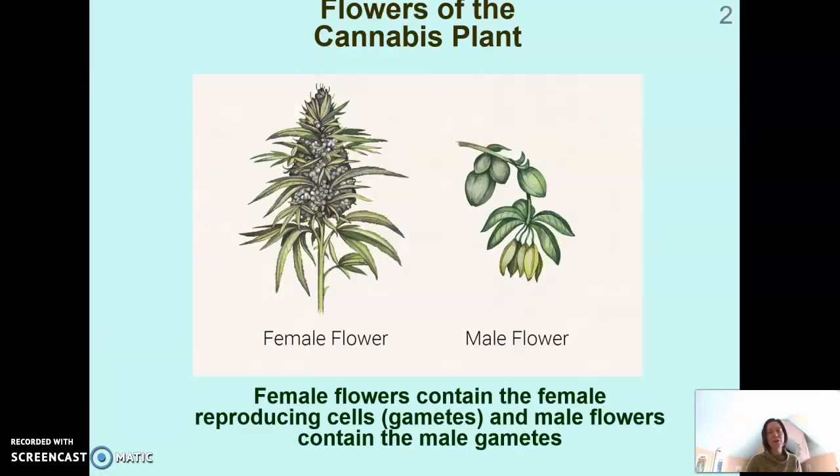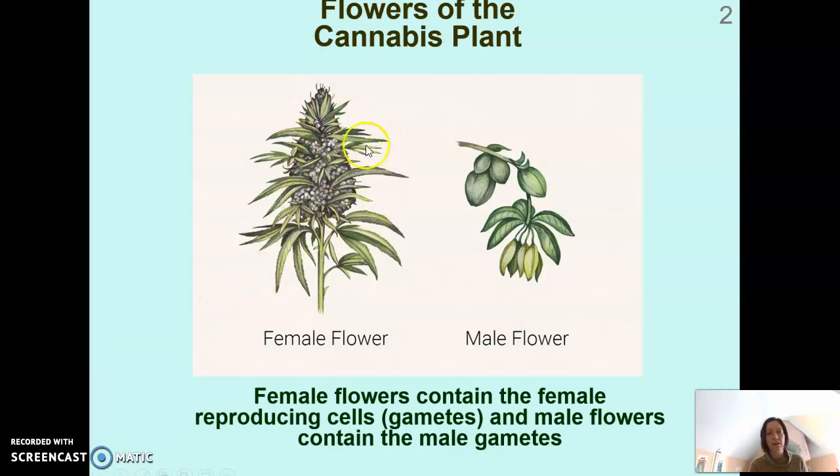So first off, where do the genetics come from? You might hear about genetics in relation to cannabis. There's a lot of breeding out there to get the best strains of cannabis and get those desirable traits. Well, the genes are found in the cells of the plant, and the reproductive cells are in the flowers. So these are the cells that are responsible for reproduction.